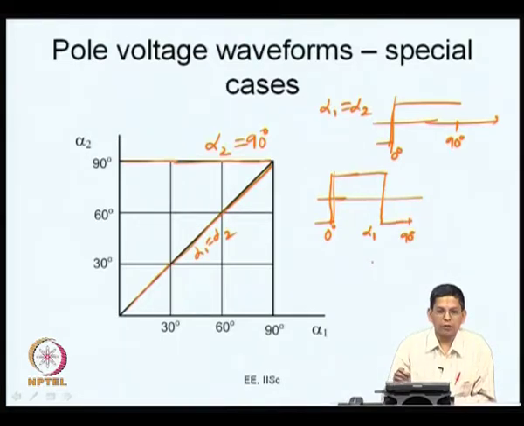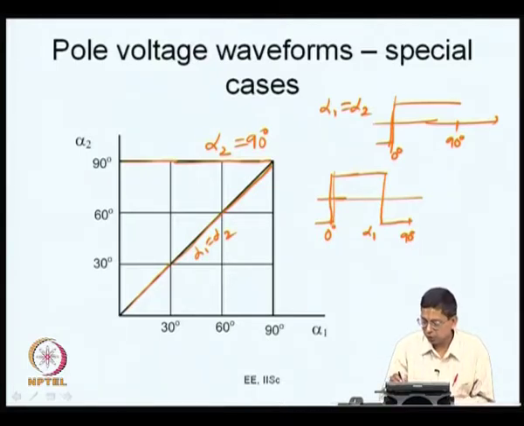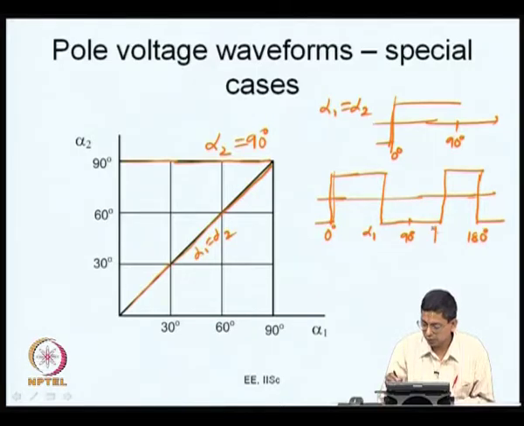So, due to quarter wave symmetry, if there is a switching at alpha 2, there is another switching at 180 minus alpha 2. So, when alpha 2 is 90, there are two switchings at 90 degrees. That basically means there is no switching at all. Is that right? So, the waveform continues like this. I am drawing it beyond this. So, this is 180 degrees, and this is 180 minus alpha 1.